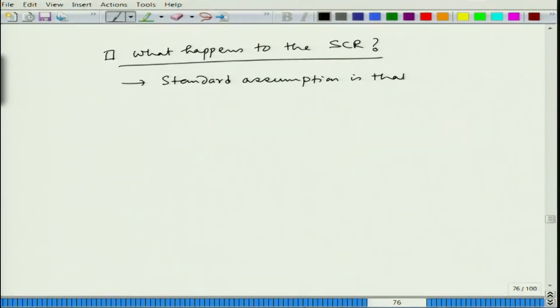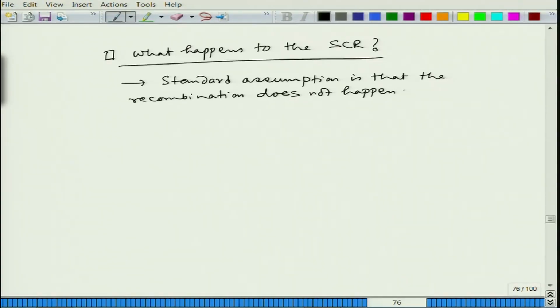is that recombination does not happen in the space charge region. Why is it a standard assumption? I mean, why can we take this assumption?